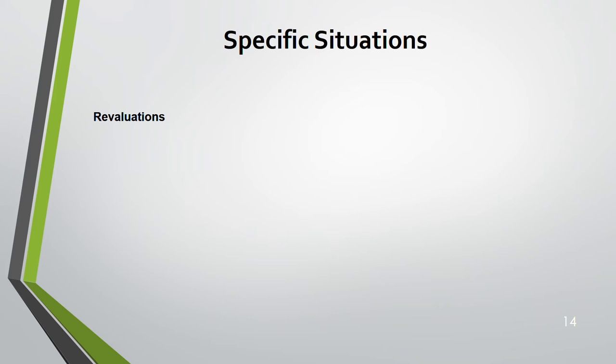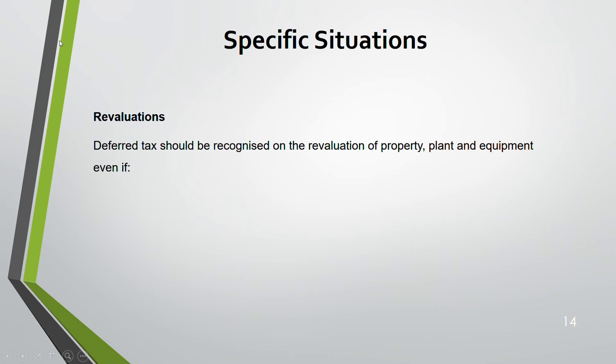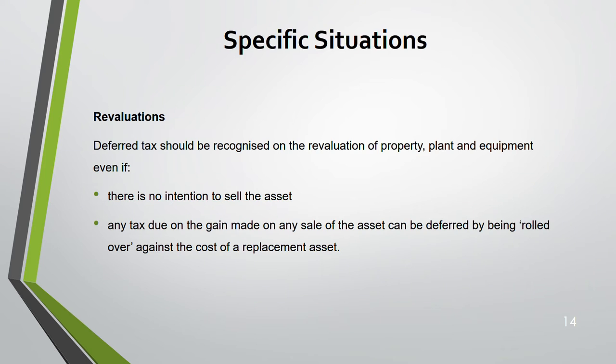So the first specific situation is revaluation. For revaluation, deferred tax is recognized on the revaluation of property, plant and equipment, even if there is no intention to sell the asset, or any tax due on the gain made on any sale of the asset can be deferred by using rollover against the cost of a replacement asset, right?